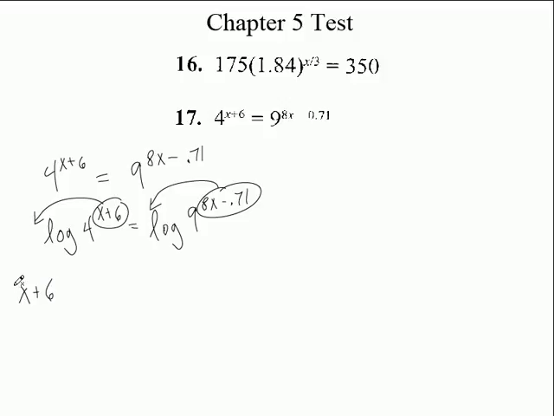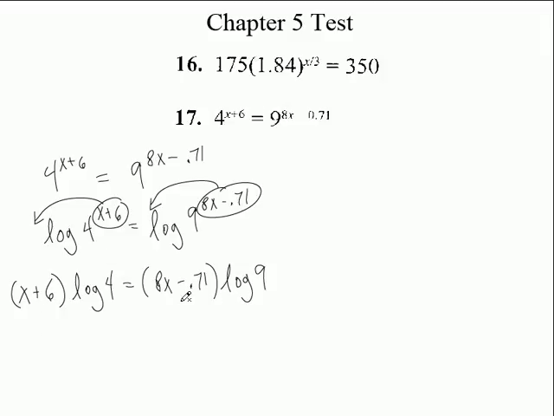So I've got x plus 6. Since I'm multiplying it, I always take a sum and put it in parentheses. So it's log 4 equals, do the same thing here, parentheses, 8x minus 0.71 log 9. What are we trying to do? We're trying to solve for x. So I want to get x by itself.